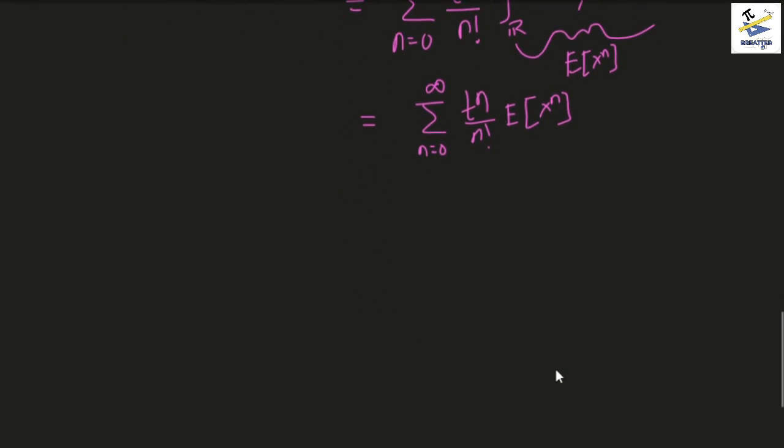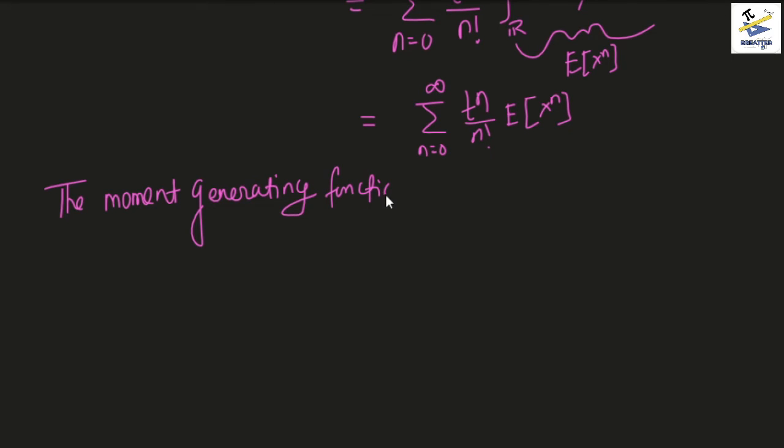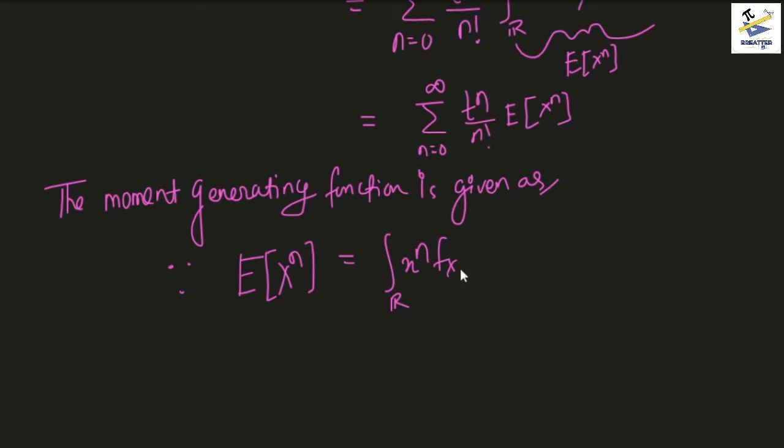So what we got is the moment generating function is given as... since E of X to the power n is the integral over x to the power n f_X(x) dx, therefore M_X(t) is equal to an infinite series, n equals 0 to infinity, t to the power n by n factorial, into expectation of X to the power n.